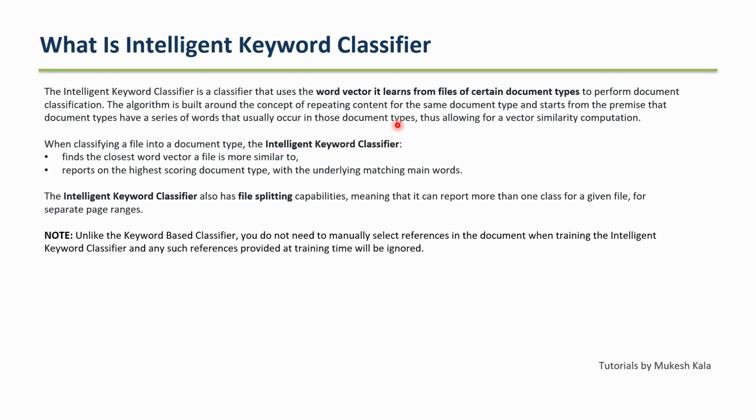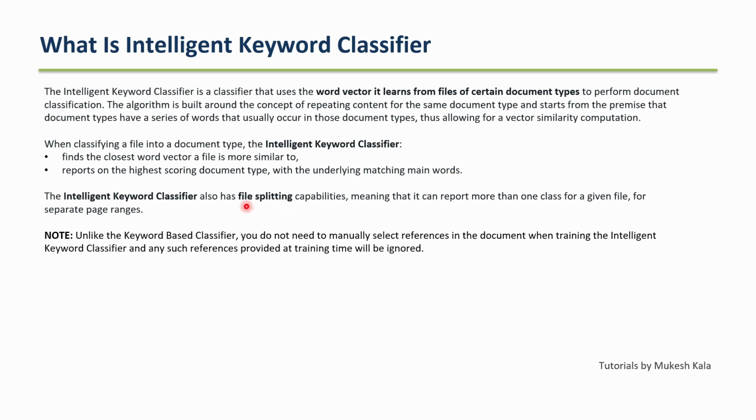So basically it is creating a vector from the words which are repeating in similar kinds of documents. Now, when it is classifying a file into a document type, the intelligent keyword classifier first finds the closest word vector that the file is similar to. Second, it reports the highest scoring document type, with the underlying matching words. So in a nutshell, it is using the concept of word vectors.